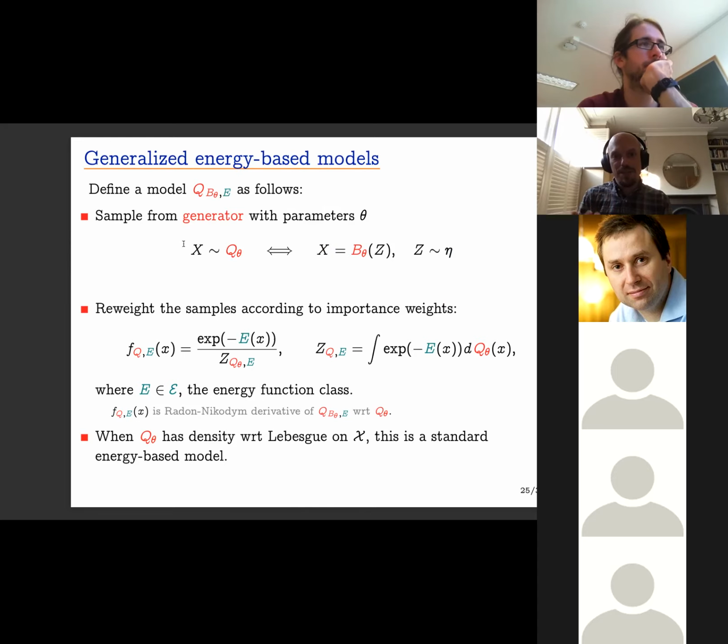Then given the samples in my high-dimensional space, I'm going to reweight them using this energy function, and that is going to be my output. The energy function is going to be this function, which I'm only going to evaluate on the support of my generator. And this is the distribution. So I've got a density here with respect to the Q theta support. Now, if Q theta had a density with respect to the Lebesgue measure on X, then I would just have my standard energy-based model again. But that's kind of boring. This is not the case I care about.